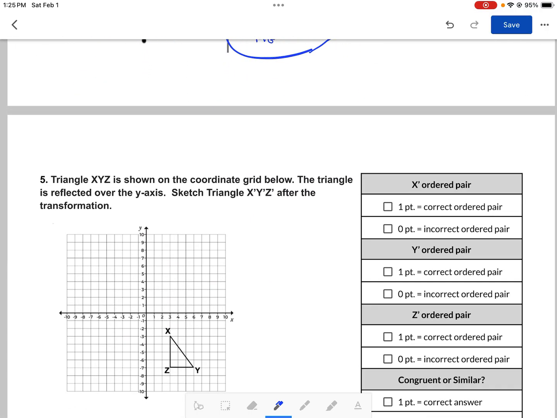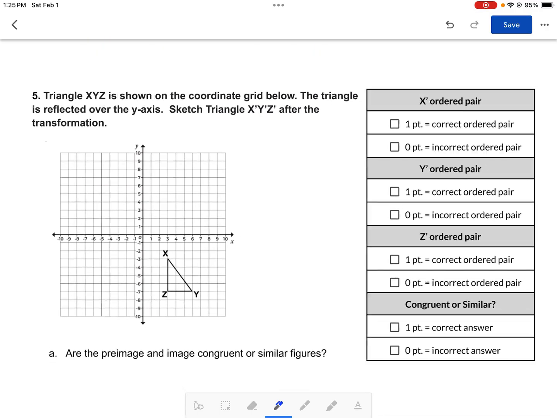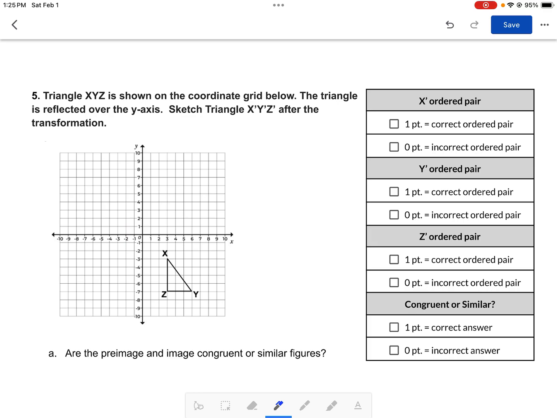Okay, looking at number 5, it says triangle XYZ is shown on the coordinate grid below. The triangle is reflected over the y-axis. Sketch triangle XYZ after the transformation. Okay, so when we reflect over the y-axis, my (x, y) coordinates turn into (-x, y).